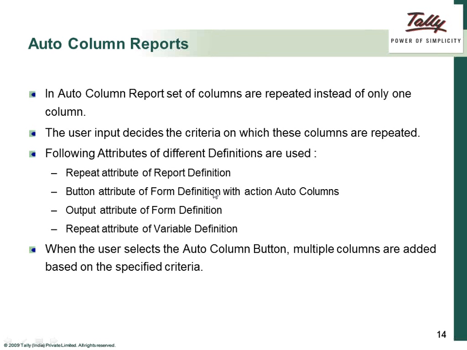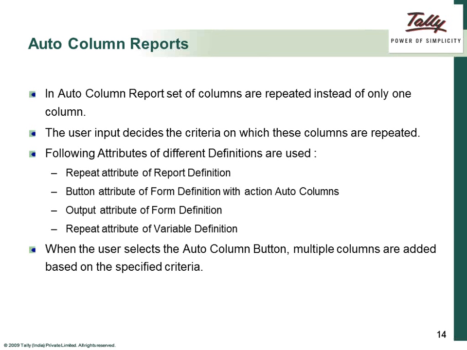So basically what we need to do is we require a repeat attribute at the main report definition which takes the names of the variables, a button at the main form display which has an action of auto columns, which calls a report. This report's form should have an output attribute which takes a name of a field, which has the variables that need to get repeated.